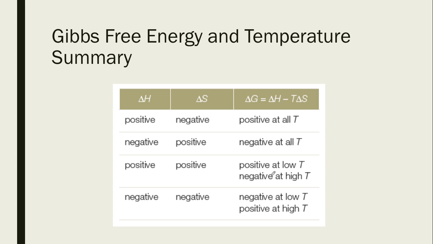Here's a nice little table that shows a summary of Gibbs free energy using delta H and delta S values and how temperature affects it. It's very similar to the table that I introduced at the beginning, but I think it's a little more simple to see if delta H is positive or negative, if delta S is positive or negative, and how, in fact, the temperature does play a role.